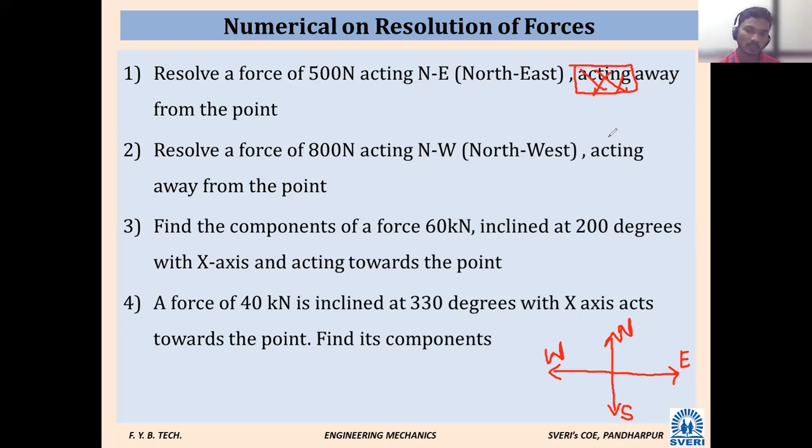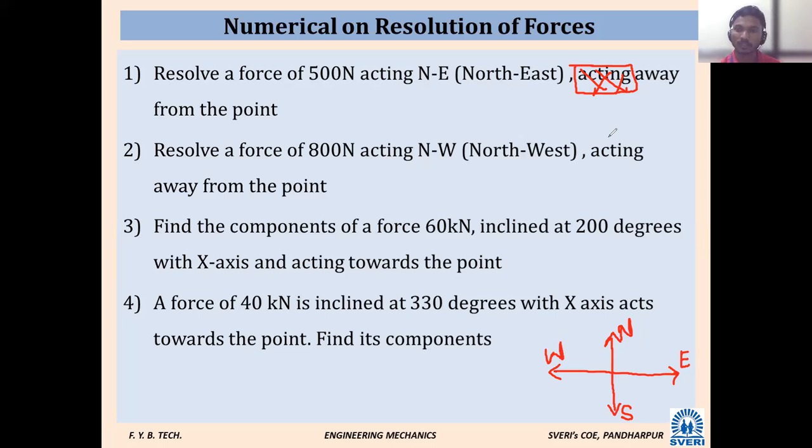North and east. North and east means this force is acting in which quadrant? First quadrant. That we have to check: this particular force is coming in which quadrant? That is our first task. So this force is coming in the first quadrant. Now we have to check its nature.